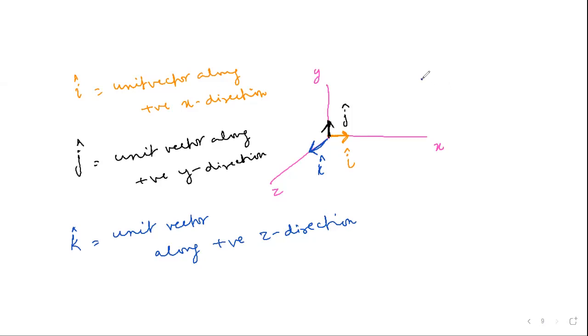Can you tell me what's minus i cap? Yeah, you can answer it. It is, by the property of vectors, the unit vector along negative x direction. Because when we multiply a vector by minus, it reverses its direction. And similarly, minus j cap will be the unit vector along negative y direction, and minus k cap will be the unit vector along negative z direction, right?